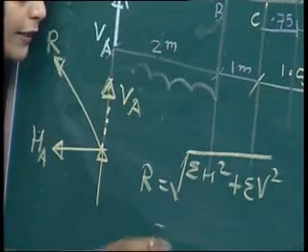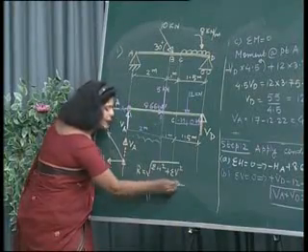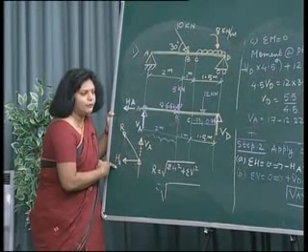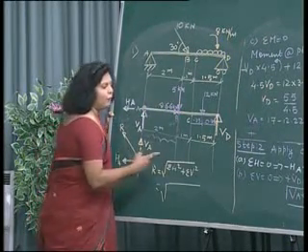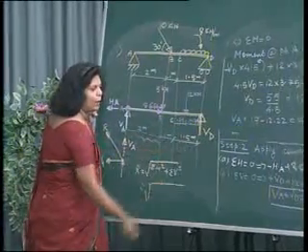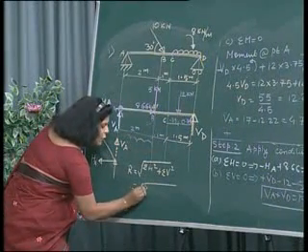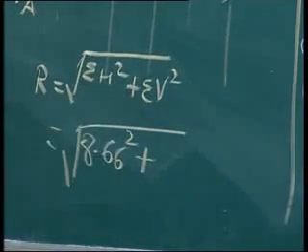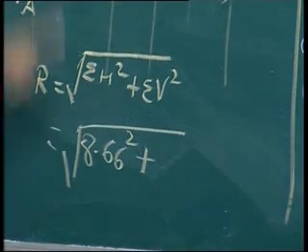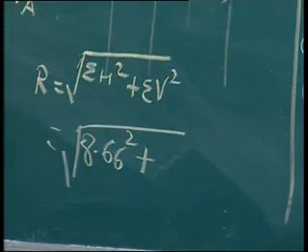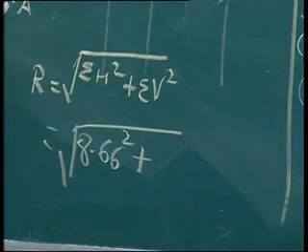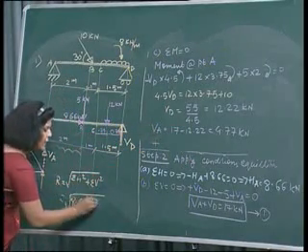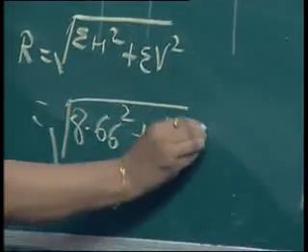What is sigma H over here? Sigma H is nothing but our horizontal component, that is Ha. And what is the value of Ha we have found out? We have found the value of Ha as 8.66. So 8.66 square plus sigma V. Sigma V is nothing but the vertical force, that is Va, which we have calculated as 4.77. So plus 4.77 square.